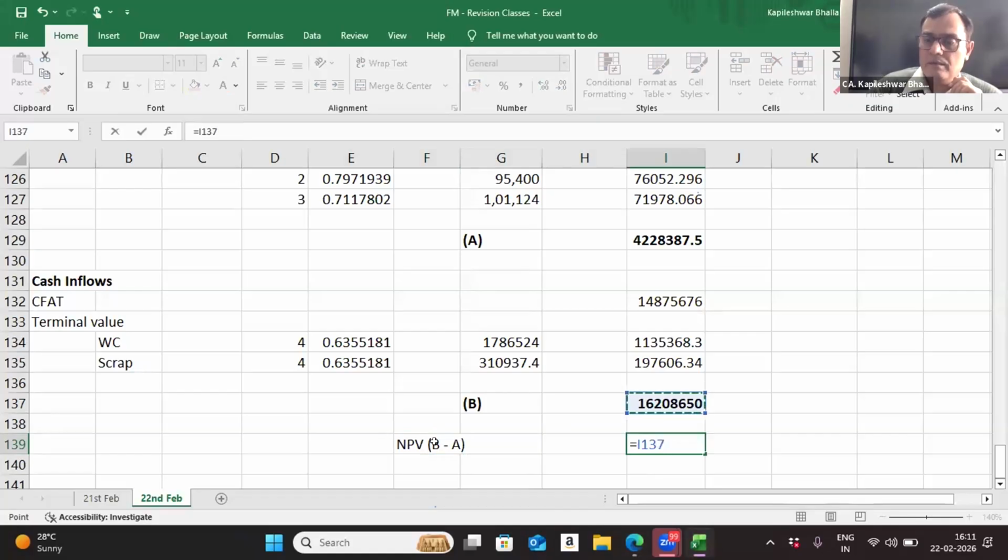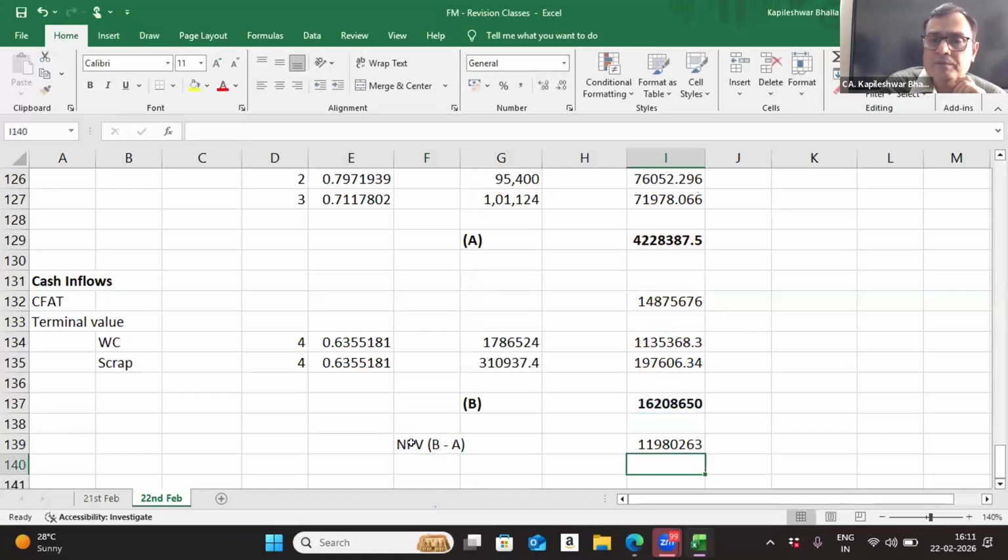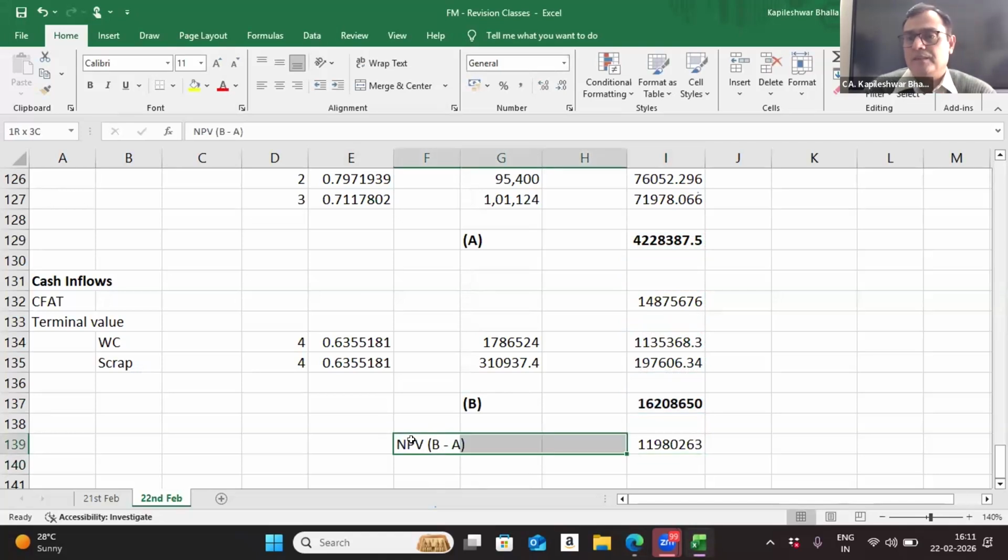So this B minus the value in A, that's going to give us the NPV. It's a positive NPV in this case. So what do you do? Accept or reject the project.